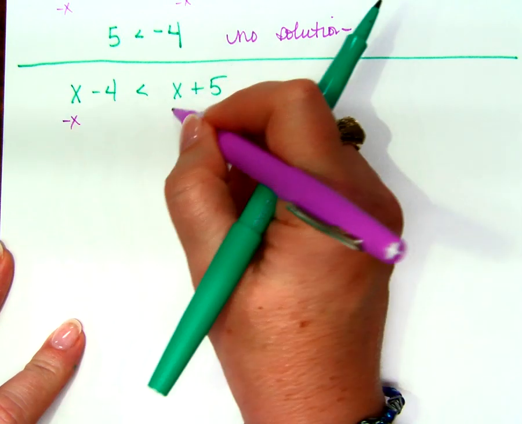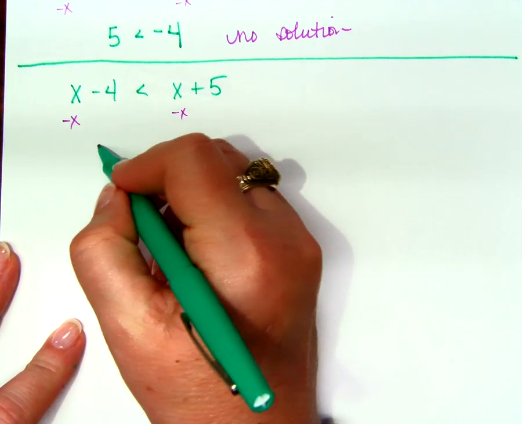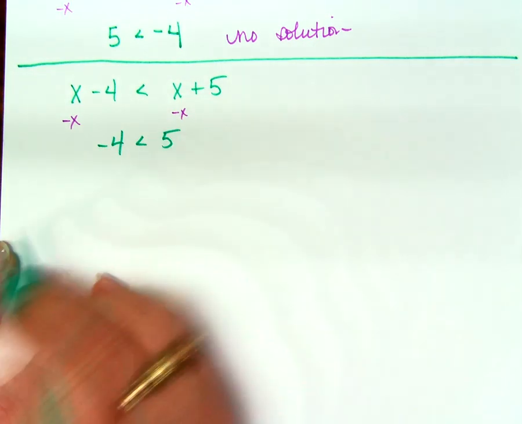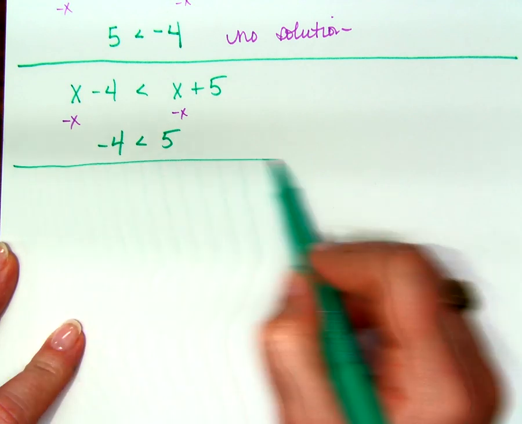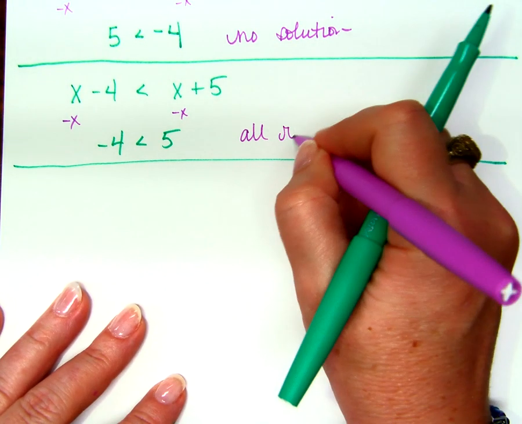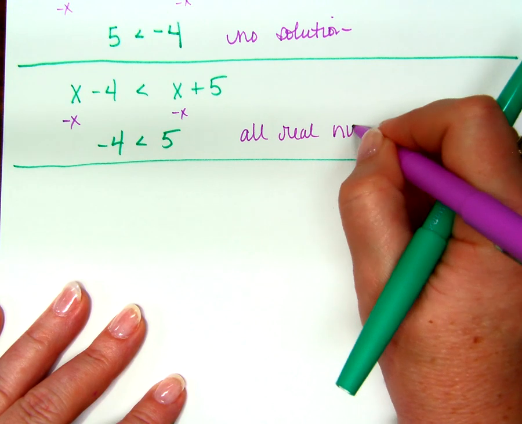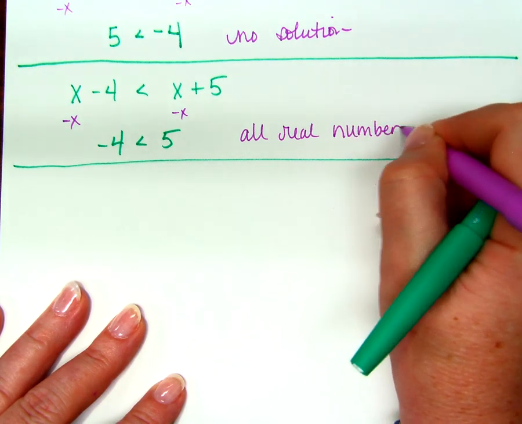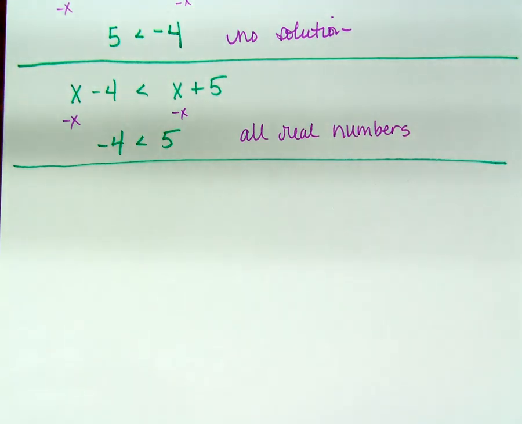Because when I subtract x from both sides, I get negative 4 is less than 5. That's always true, so what do I mean by all real numbers, though? What am I solving for when I solve an inequality like this? I'm solving for x, right? So what do I mean by all real numbers?